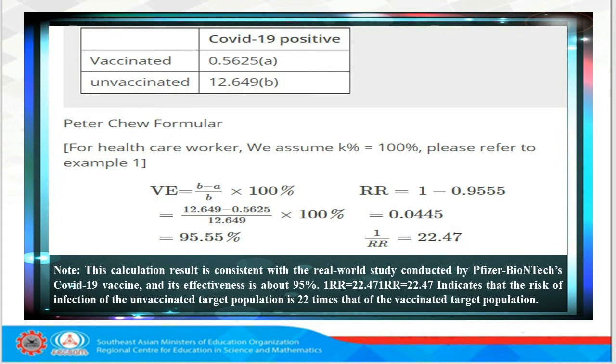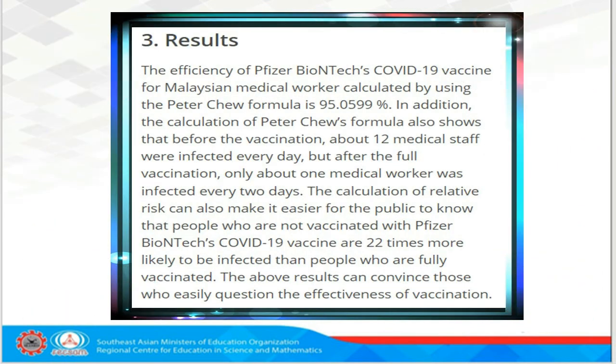COVID-19 vaccine efficacy. Results. The efficiency of Pfizer-BioNTech's COVID-19 vaccine for Malaysian medical workers calculated by using the Peter-Chu formula is 95.0599%. In addition, the calculation of Peter-Chu's formula also shows that before the vaccination, about 12 medical staff were infected every day, but after the full vaccination, only about 1 medical worker was infected every 2 days.